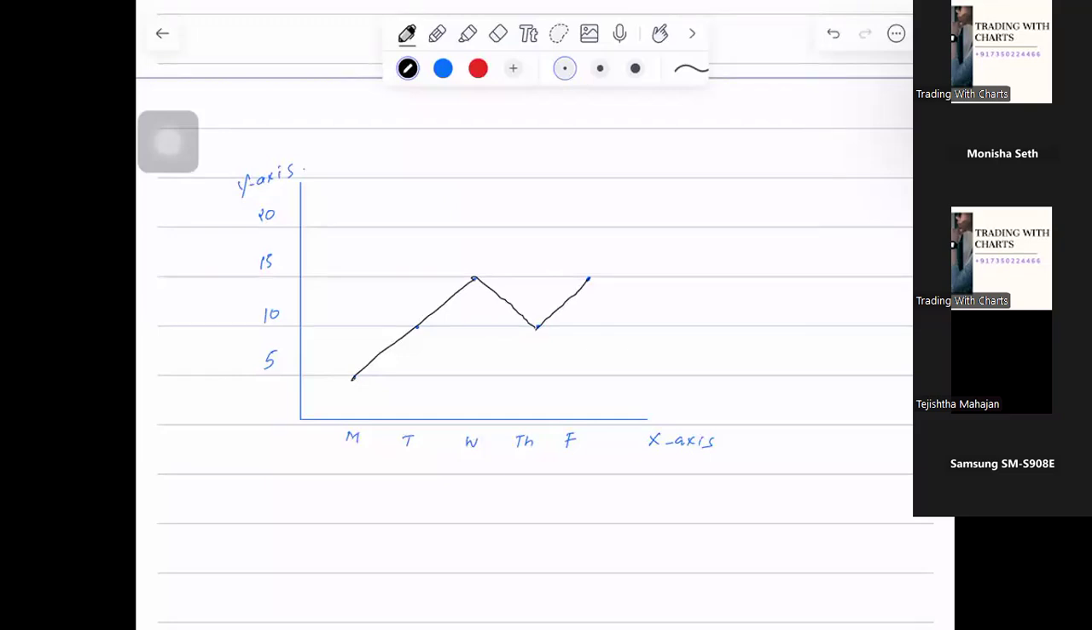So what we have done, we have just connected each and every trading session's closing price. Now in technical analysis, a line chart has a very limited usage. इसका कुछ ज्यादा काम नहीं है, because past में क्या हुआ है वही पता चल रहा है अपने को, right? The whole objective is to predict the future. So that we cannot come to know from a line chart. So that's why a line chart has a very limited usage.